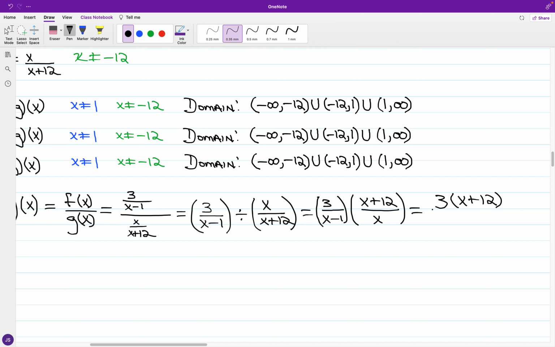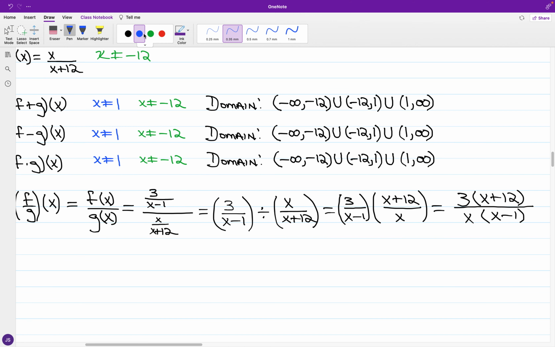And we can leave this in factored form. So we have 3 times the quantity of x plus 12, all over x times the quantity of x minus 1. Now in terms of what we have for the restrictions, again, we had f of x over g of x, so this is our f of x.